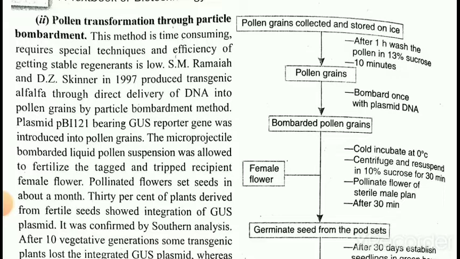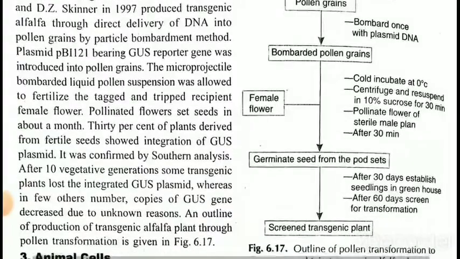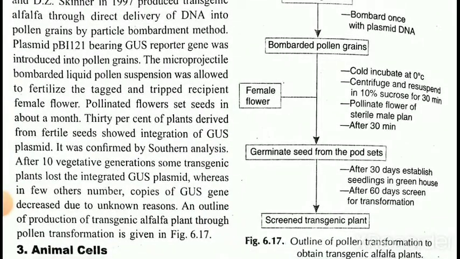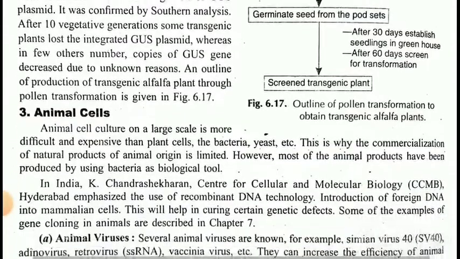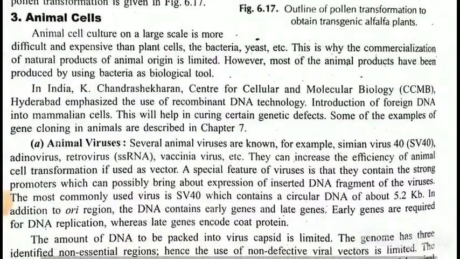Pollinated flowers set seeds in about a month. 30% of plants derived from fertile seeds showed integration of GUS plasmid. It was confirmed by Southern analysis. After 10 vegetative generations, some transgenic plants lost the integrated GUS plasmid, whereas in a few others copies of the GUS gene decreased due to unknown reasons. An outline of production of transgenic alfalfa plant through pollen transformation is given in Figure 6.17. See the Figure 6.17.